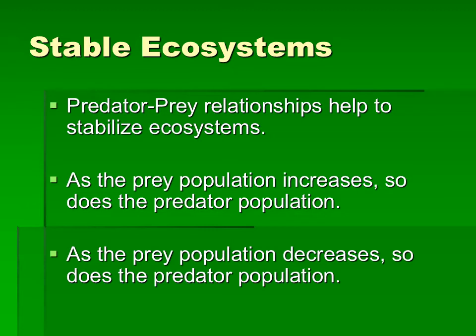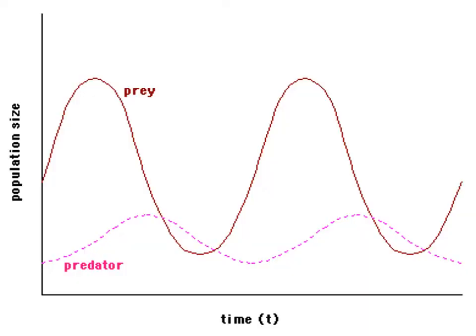And all those things put together create a stable ecosystem. Predator-prey relationships help to stabilize ecosystems. So things that eat other things help to make the ecosystem stable so that there's not too much of one thing or too few of one thing. There's just the perfect amount. As the prey population increases, so does the predator population. That's how predator-prey relationships work. As the prey population decreases, so does the predator population. So if there isn't any food for the predators to eat, well then the predators are going to eventually start dying and their population is going to decrease also.